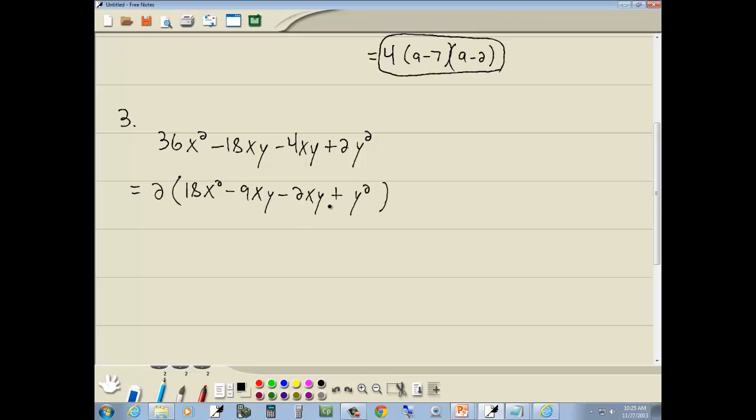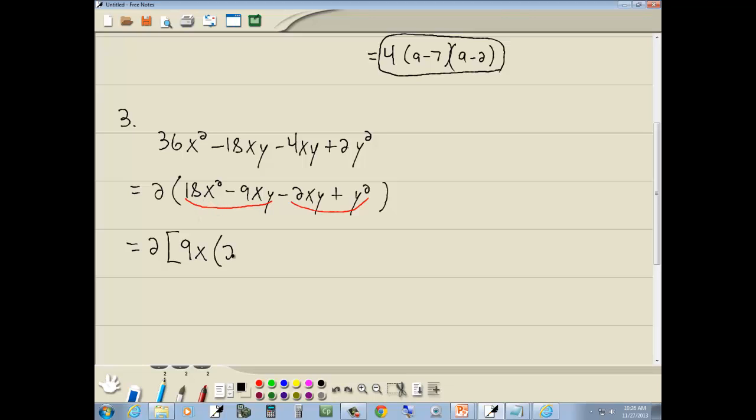Now, it looks like they have nothing else in common, so I look at what's inside the parentheses here, 4 or more terms. That tells us we have to try grouping. So group first 2 terms together, group last 2 terms together. 2 carries down. Looking at my first group here, 18 and 9 are both divisible by 9. And this has 2 x's, this has 1 x, so I can factor out an x. Remember, it's always the one with the smallest exponent.